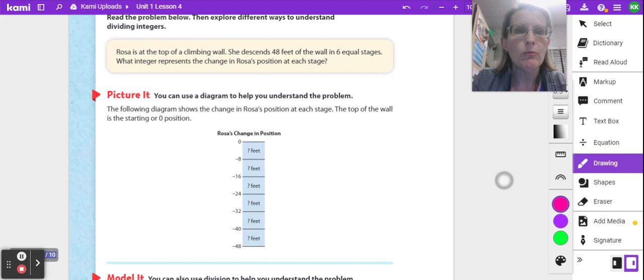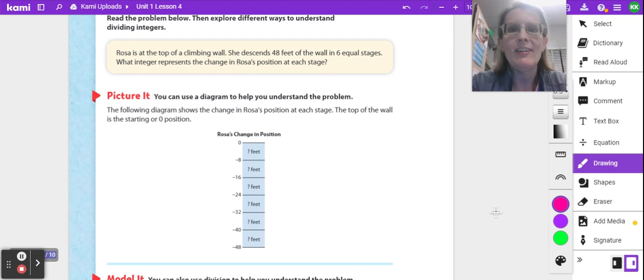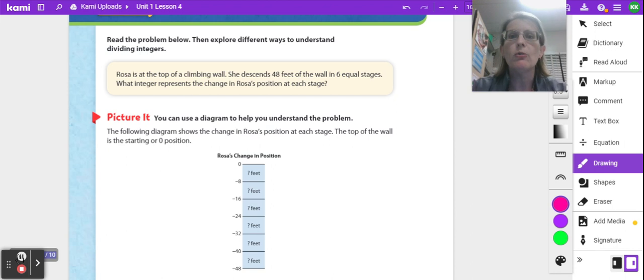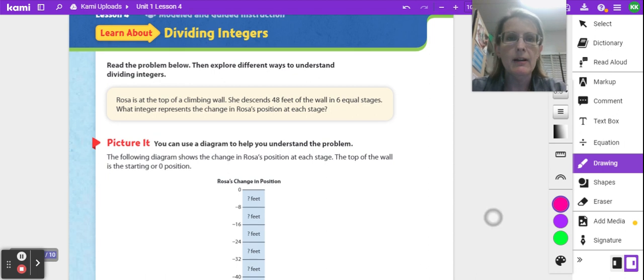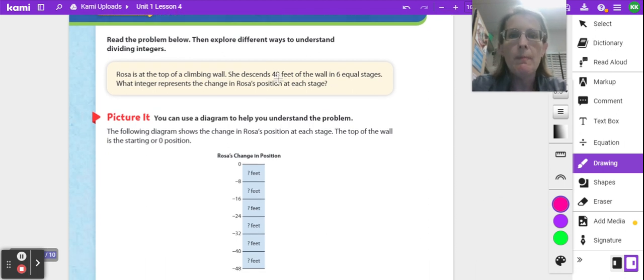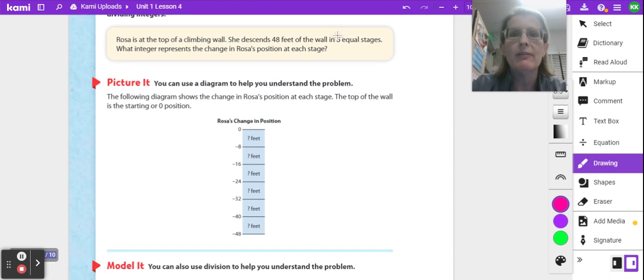Now, next example. Rosa is at the top of a climbing wall. She descends, so I know that's down. She descends 48 feet of the wall in 6 equal stages. What integer represents the change in Rosa's position at each stage? So I know this question is dividing, not just because it says dividing at the top of the page, but also because if 48 was her total, and she descended in 6 equal stages, we had to cut 48 into 6 pieces. So they made a diagram to show she started at 0 and she went to 48.